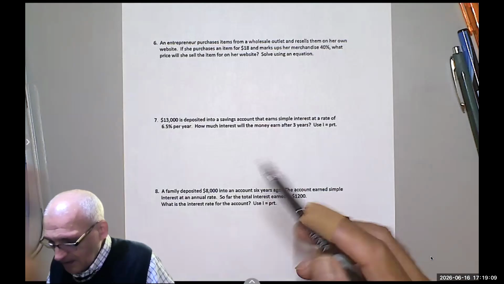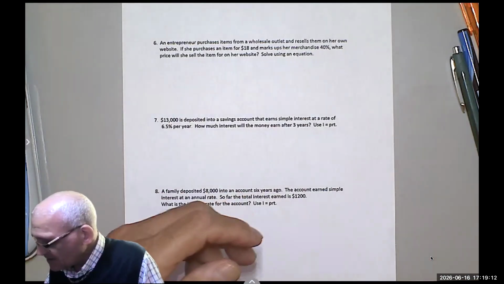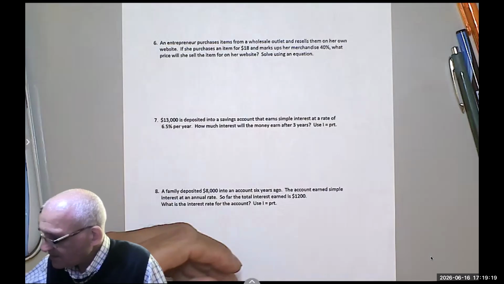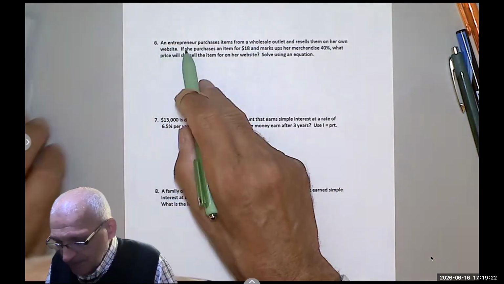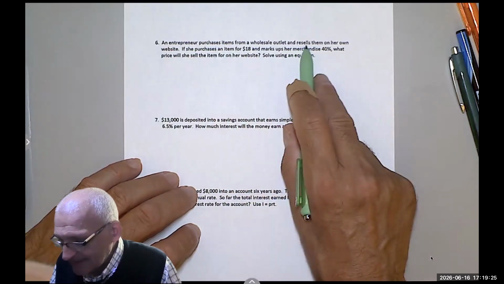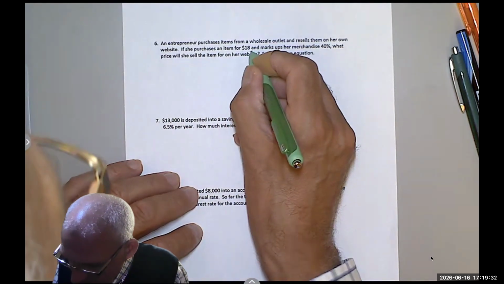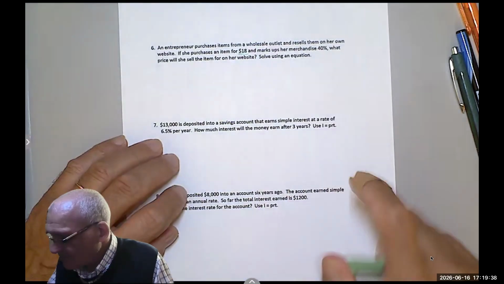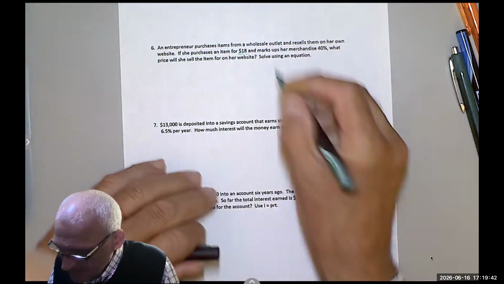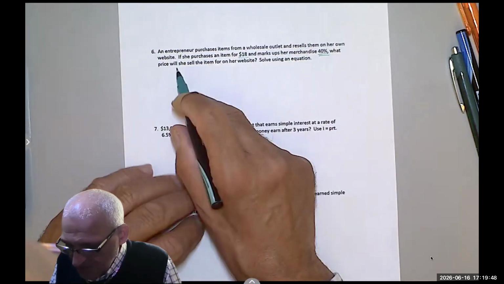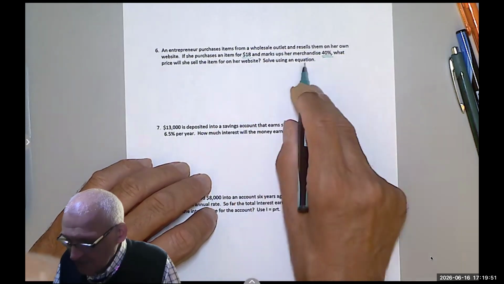If we move to number 6, it says, an entrepreneur purchases items from a wholesale outlet and resells them on her own website. If she purchases an item for $18 and marks up her merchandise 40%, what price would she sell the item for on her website? Solve using an equation.